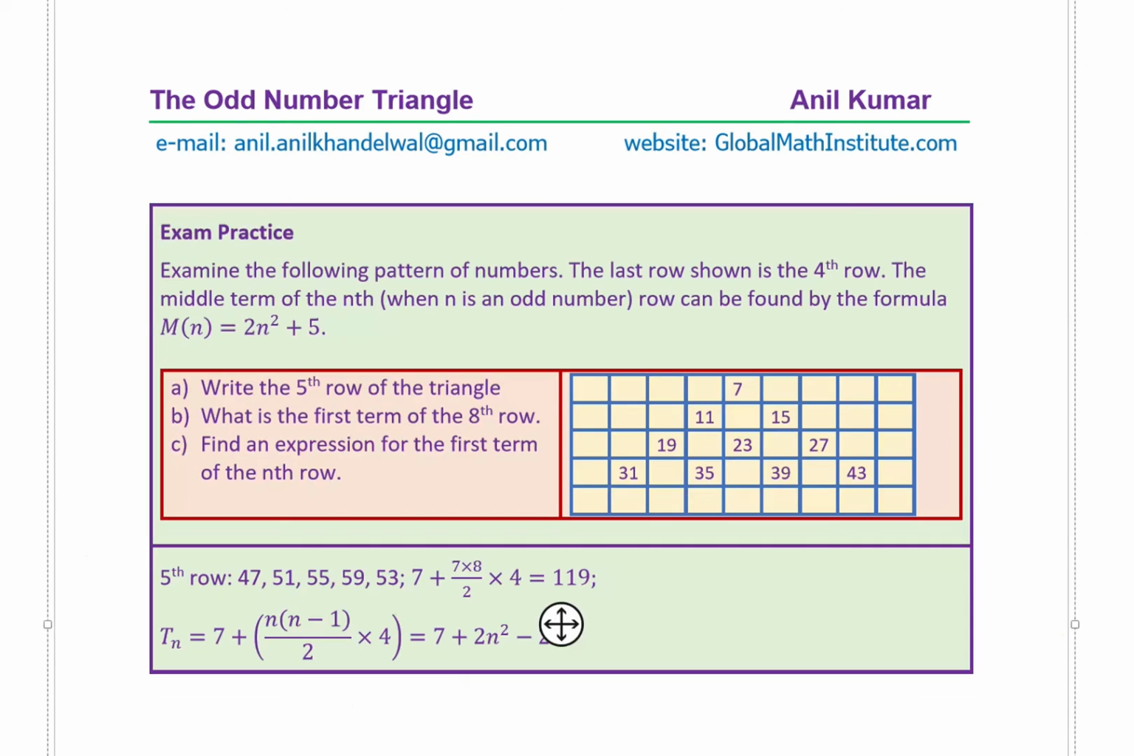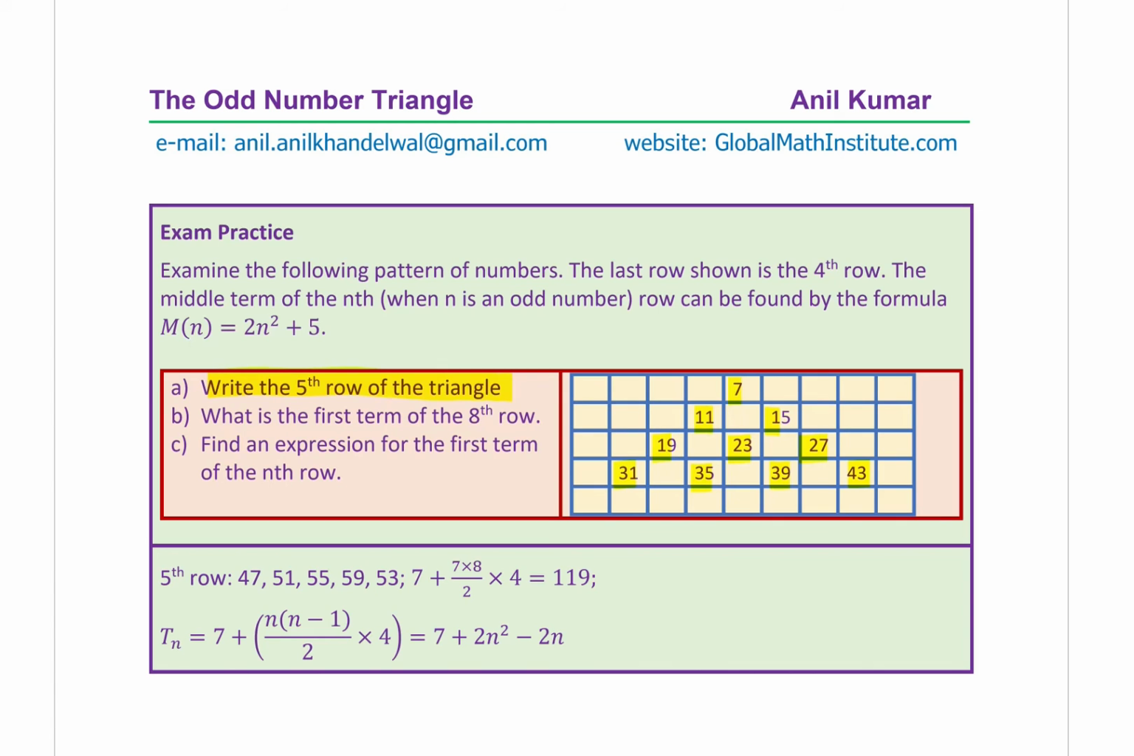Perfect. Now let's take a real examination question here, which is right there before you. So I'd like you to pause the video, read the question, try to answer this, and then look into my answer. Examine the following pattern of numbers. The last row shown is the fourth row. The middle term of the nth row, when n is an odd number, can be found by the formula mn equals 2n square plus 5. So only when we have an odd number of rows, in that case there will be an odd number of elements, so we'll have exactly one number in the center, whose value is given to you by the formula 2n square plus 5, right? So here is the pattern where we have these numbers 7, 11, 15, 19, 23, 27, 31, 35, 39, and 43. Question is, write the fifth row of the triangle.